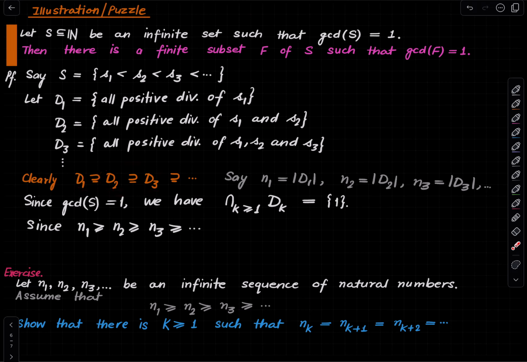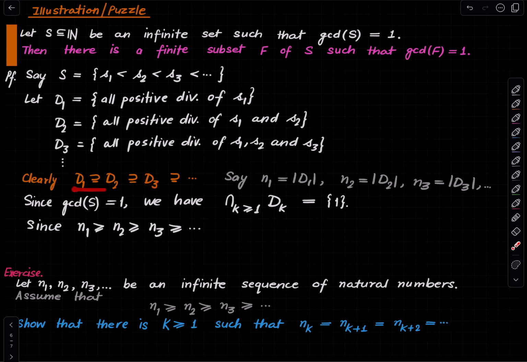For instance, suppose I told you that the size of D1 is the same as the size of D2. That immediately implies that D1 is equal to D2 as a set. Because D2 is contained in D1 and both are finite sets, having the same size implies that the sets are the same. So by this exercise, and by this small piece of reasoning, this sequence ultimately stabilizes, meaning after a certain point, all these sets are the same, right?